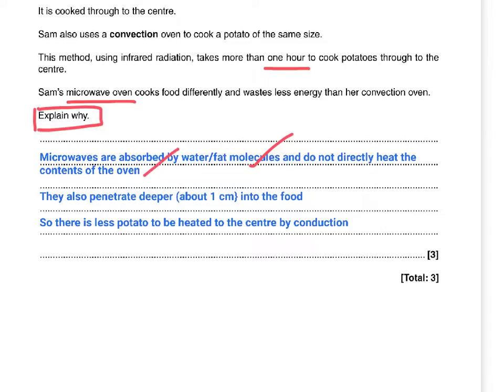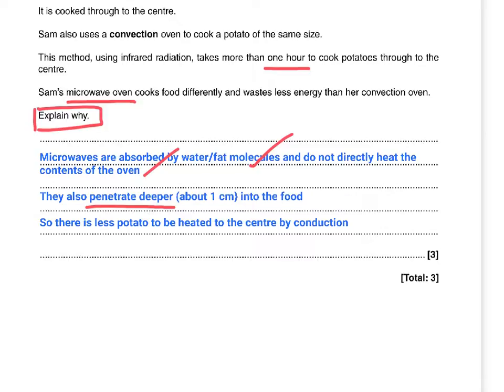So the second mark probably is for the fact that we're not directly heating the contents of the oven, because that links to wasting less energy. The other key thing is that they penetrate deeper, about 1 centimeter into the food. They cannot just say that the microwaves cook from the inside out and infrared waves cook from the outside in. It's too basic, because that's not strictly true, is it? Certainly with a large item like a jacket potato, they will penetrate deeper, but not straight to the center, so you can't say it cooks from the inside out.